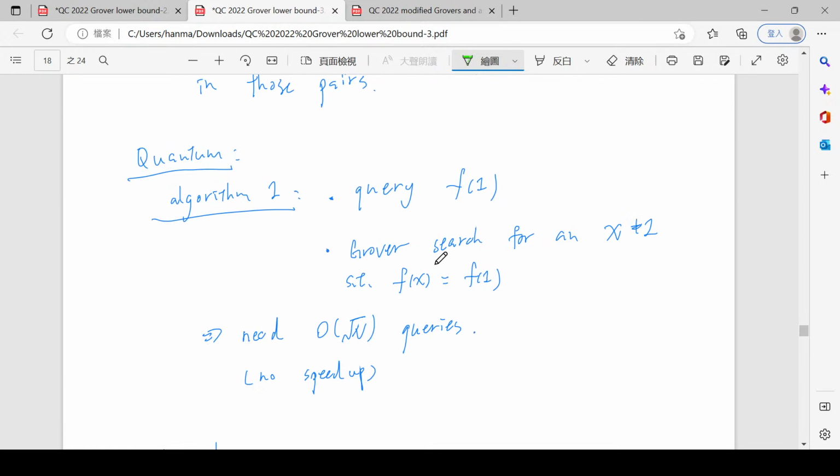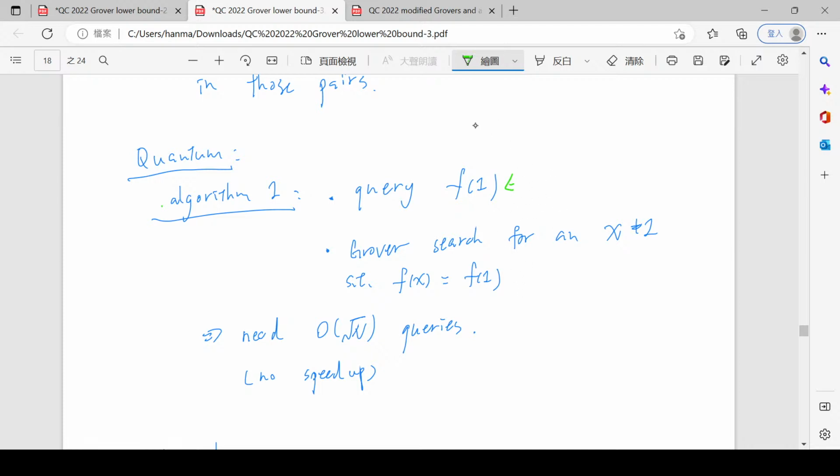Well, we will see this in many algorithms. So first is a very dumb algorithm. Quantum algorithm 1: you start with querying f1. So you see what is f1. And this requires one query, which means nothing asymptotic.